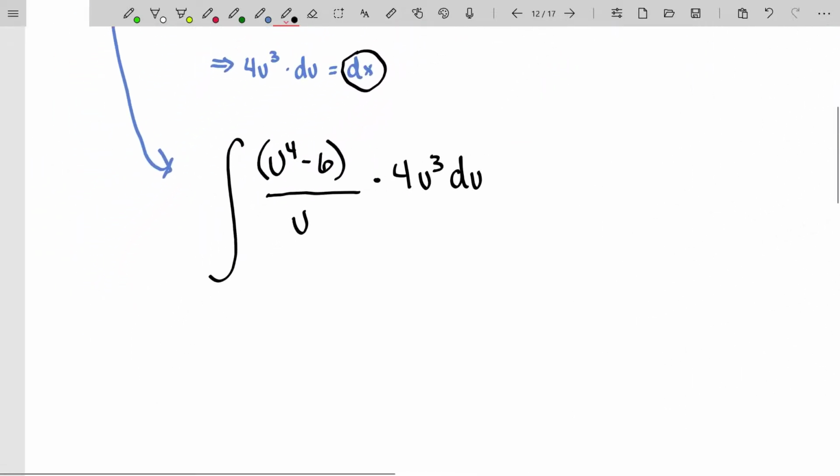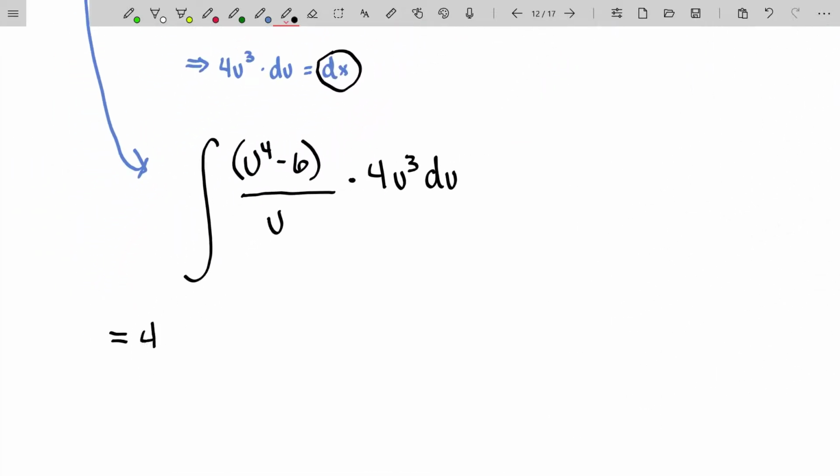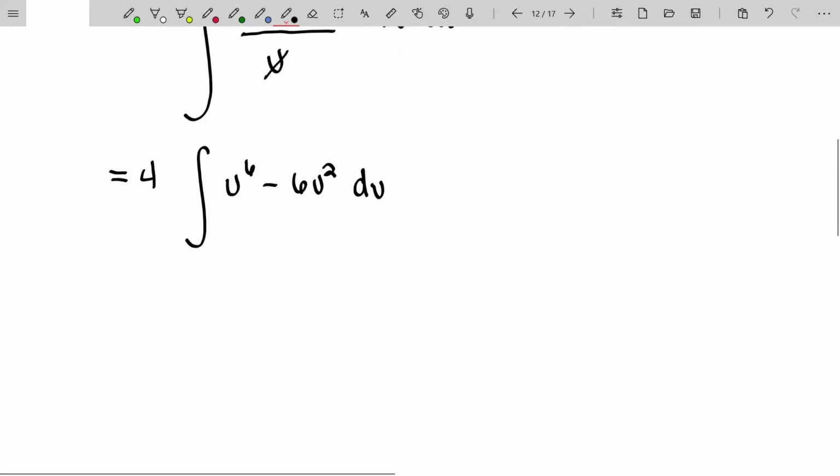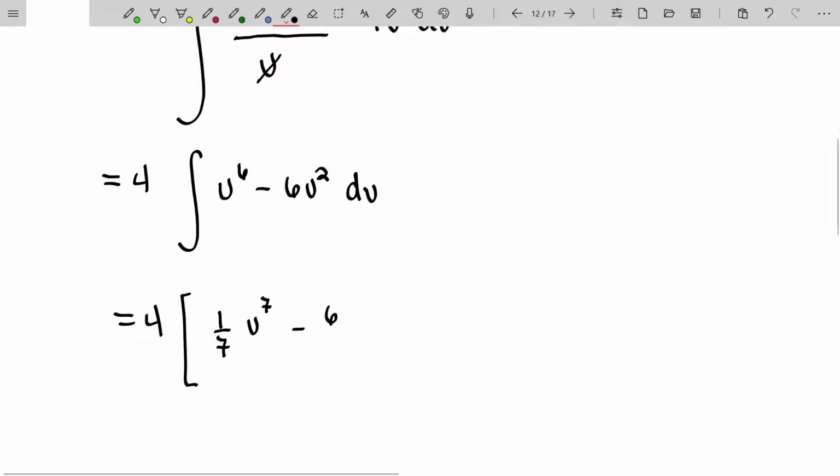The 4 I'm going to move out front. This is equal to 4 integral of u will cancel with that u with 1 power of that u cubed. And then I'll distribute the u squared through, so I get u to the 6th minus 6u squared du. The antiderivative of this would be 1/7 u to the 7th minus 6/3 u to the 3rd. And then you have a plus c out back.